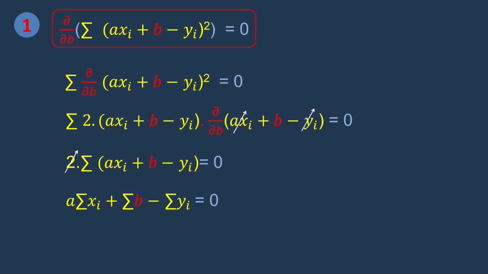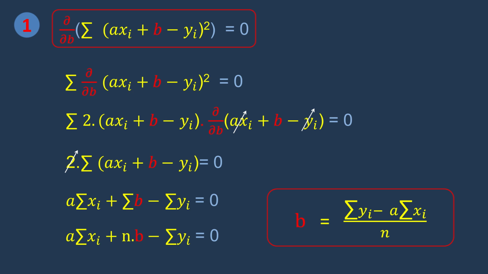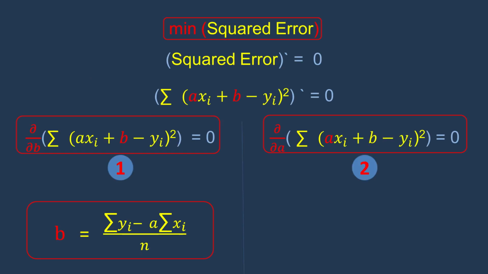And if we solve this, we'll get the value b equals summation of yi minus a into summation of xi over n. Well, this is good. This is what we want. But then there's a. We don't know the value of a. Let's work that out. Let's do the partial derivative with respect to a of this function.